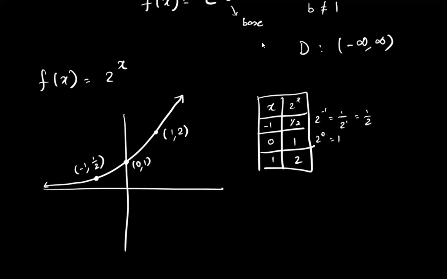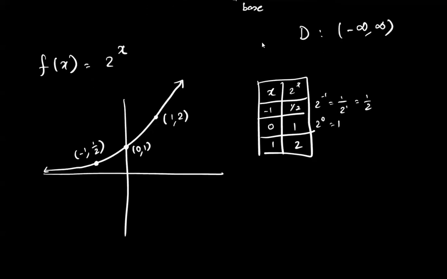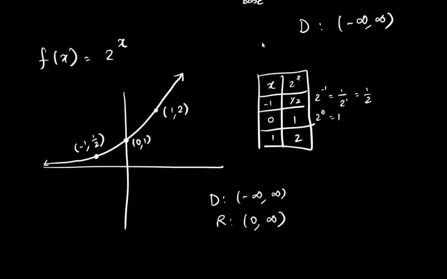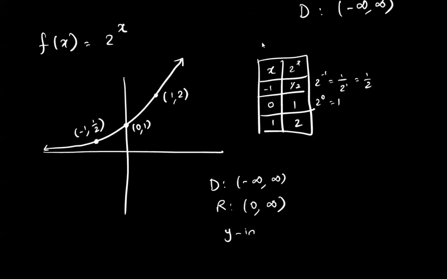Okay. Some of the features of this graph are that the domain is all real numbers. The range is 0 to infinity. The y-intercept is (0, 1). There is no x-intercept, and the horizontal asymptote is at y equals 0.